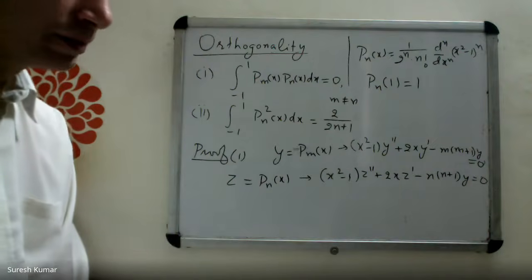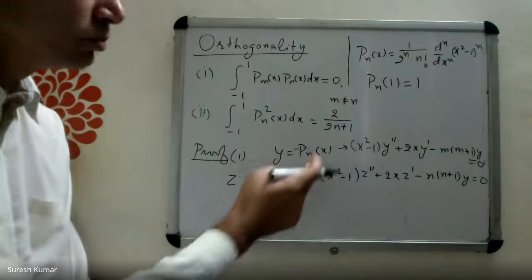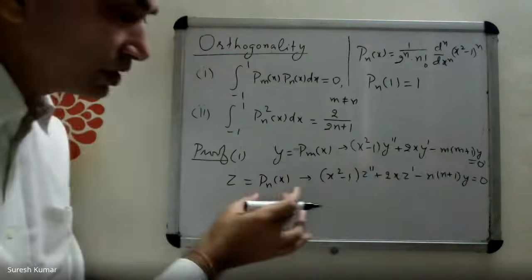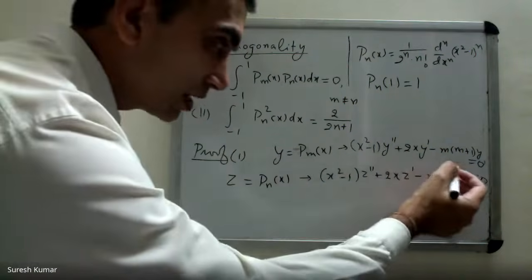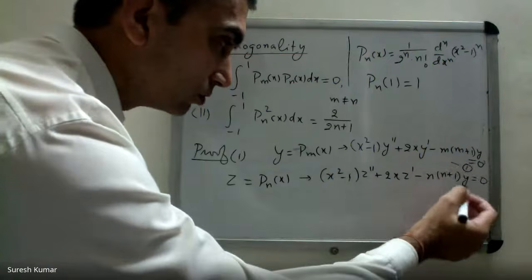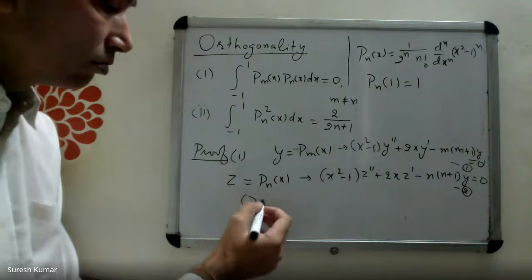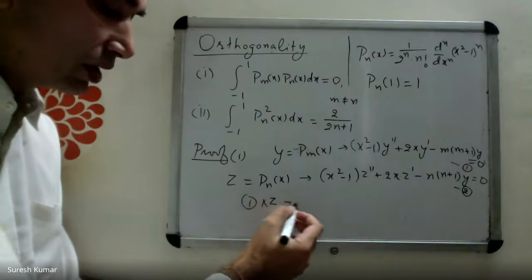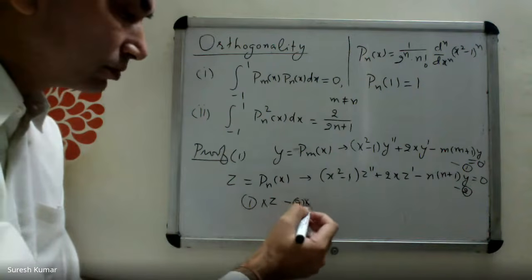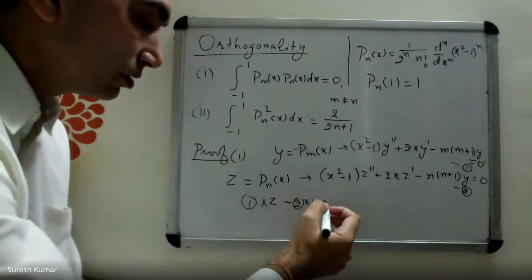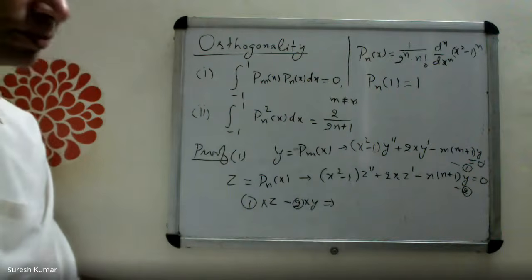Correct? Pm(x) is a solution of this, Pn(x) is a solution of this. Let's name these equations 1 and 2. Multiply 1 by z and 2 by y, and then subtract the 2.